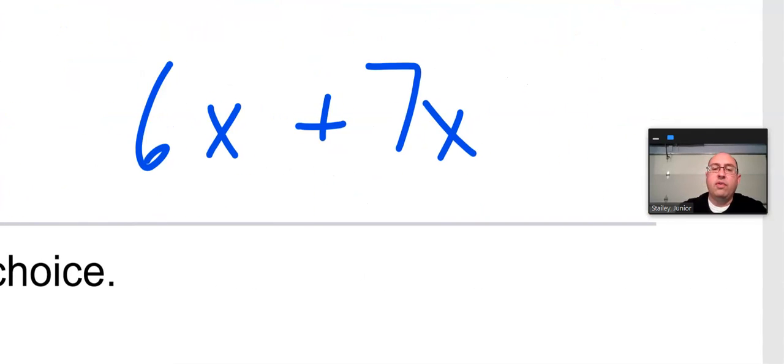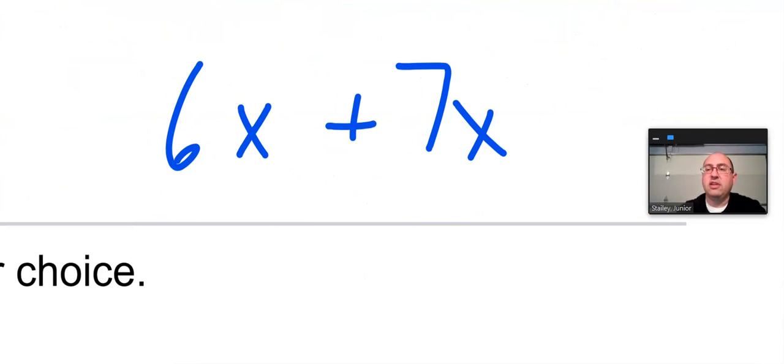Now, I am going to go over here to this example because this really helps you think through the process. You've seen like terms before. 6x plus 7x makes 13x. You never messed with the x. You only combine the coefficients. This is no different, okay?